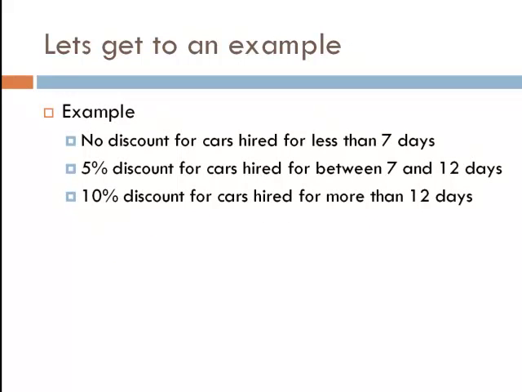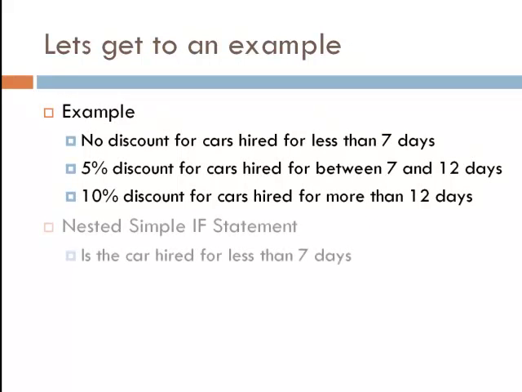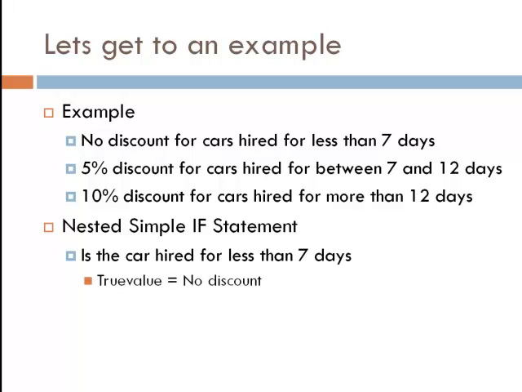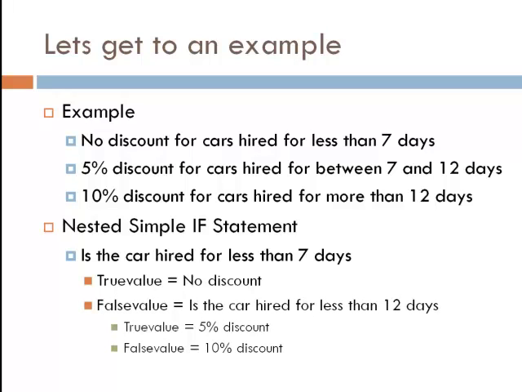So the example that we've been talking about again, looking at the nested simple if statement. Is the car hired for less than 7 days? Your true value is 0, no discount, if it's hired for less than 7 days. Your false value is another check. Is the car hired for less than 12 days? And if it is, your true value is a 5% discount, your false value a 10% discount. And that's the logic we're going to move into Excel with now and implement using the if dialog box.